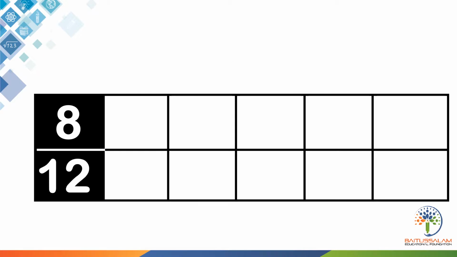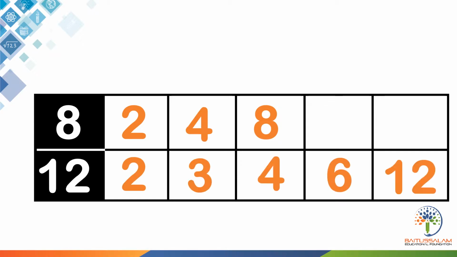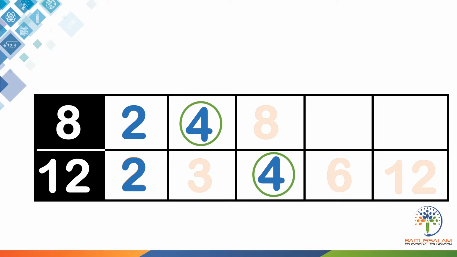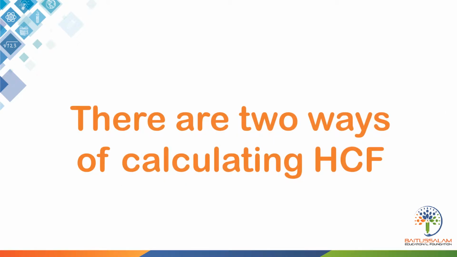The factors of 8 are 2, 4 and 8 itself. The factors of 12 are 2, 3, 4, 6 and 12 itself. The common factors are 2 and 4. However, the HCF or highest common factor is 4 as it is the largest of the common factors. There are two ways of calculating HCF.